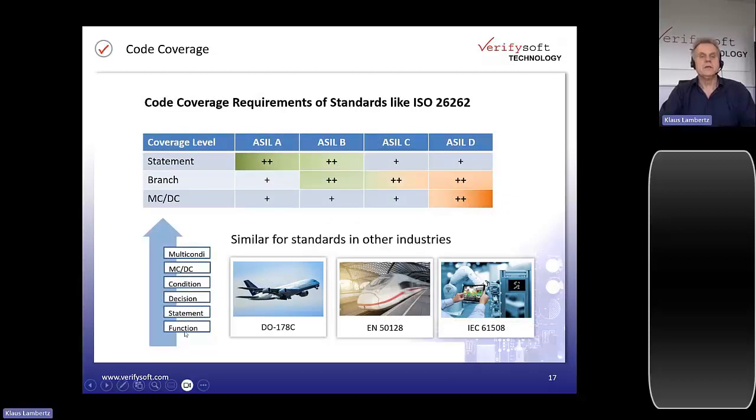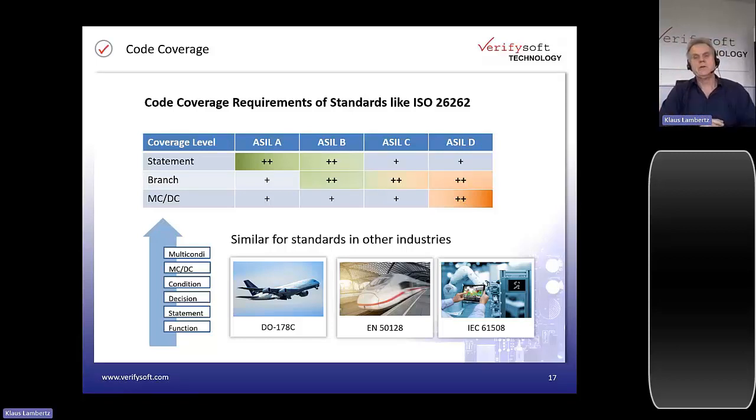So here you see the levels of coverage from the function coverage to the multi-condition coverage. You see, for example, the 26262, the standard for the automotive sector. For ASIL-D, which is the highest level, it requests modified condition decision coverage. This is highly recommended. Highly recommended means you have to do it. And for the other standards, for example DO-178C in aeronautics, the railway standard, and the general standard 61508, it's about the same. The levels have different numbers, but at the highest level, you always have to perform the MC/DC coverage.